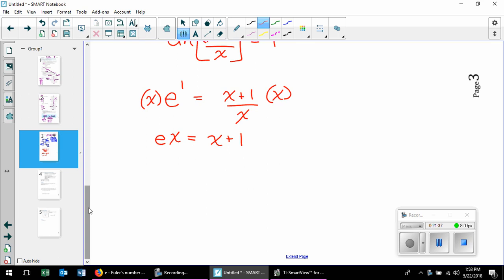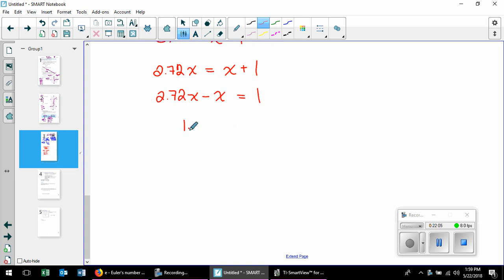So what is this really saying? This is like saying 2.72x equals x plus 1. What do you do? Not yet. Go back to grade 9. Get all your variables to one side. Right, so we're going to have 2.72x minus x equals 1. Almost there. So we're going to have 1.72x equals 1.